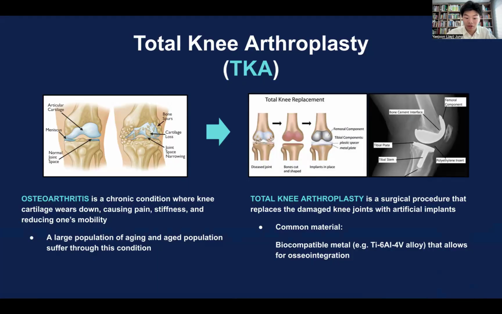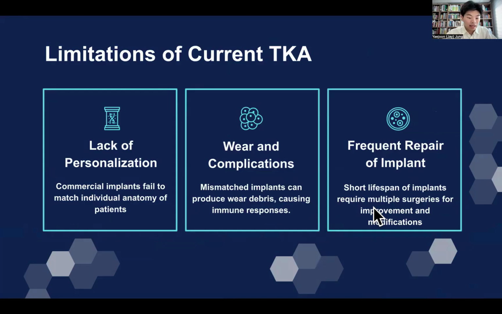Osteoarthritis is a chronic condition where knee cartilage wears down, causing pain, stiffness, and ultimately reducing one's mobility. Luckily, there is a solution for this. Total knee arthroplasty, known as TKA, is a surgical procedure that replaces the damaged joints with titanium implants. Yet, lack of personalization, wear and complications, and frequent repair are all current limitations of TKA.